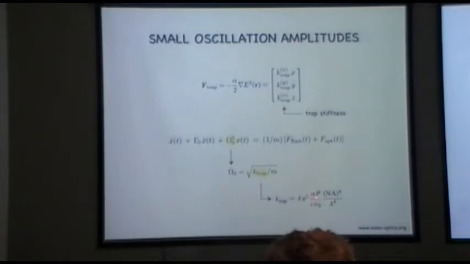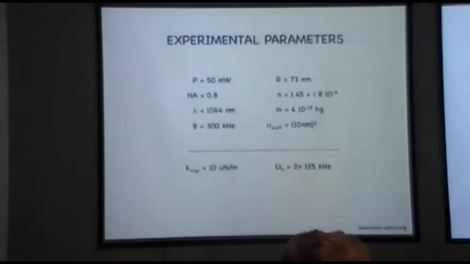Well, the trap stiffness is also proportional to the polarizability of the particle, and here, you know, the wavelength and some optical parameters of the system. Now, this is a summary of the parameters that we're using. We have typically about 50 milliwatts of laser power and a numerical aperture of 0.8. We use wavelengths in the near infrared. This is our bandwidth of the control system. The typical size of the particles is on the order of 50 to 100 nanometers. This is the mass. Okay, and if you plug this all in, then you find this is the trap stiffness and this is the oscillation frequency.